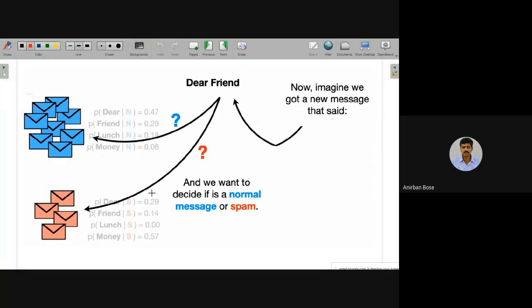Now, suppose we have a problem where we have a new message, and that new message only contains these two words: dear friend. What is the problem we want to solve? We want to find out whether this particular message is a spam or a normal message. Then what will be the solution technique? Step by step, try to understand how we can solve this problem, whether this dear friend mail is a spam or a normal message.